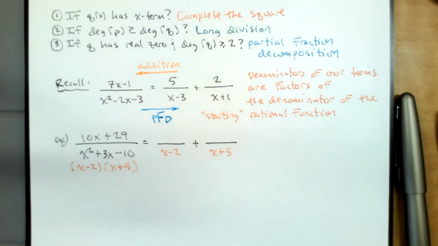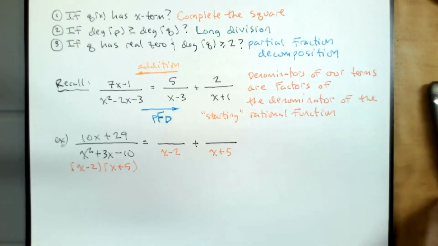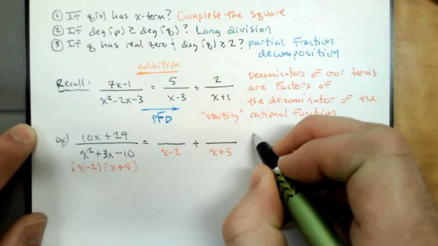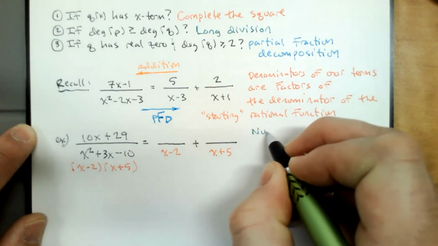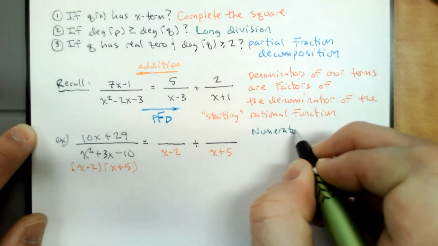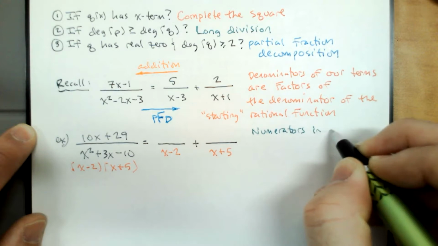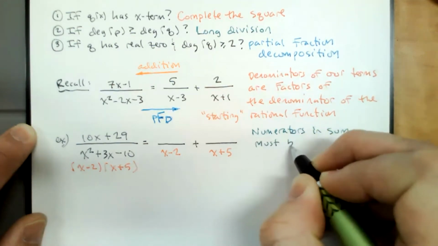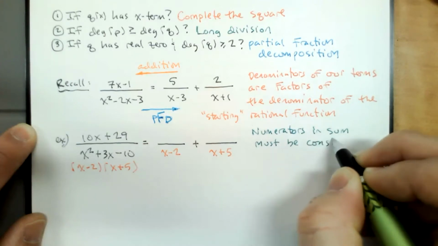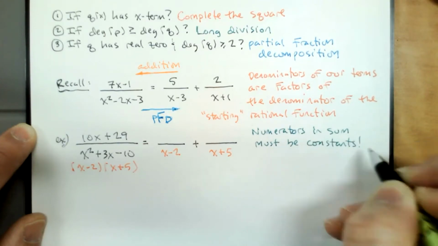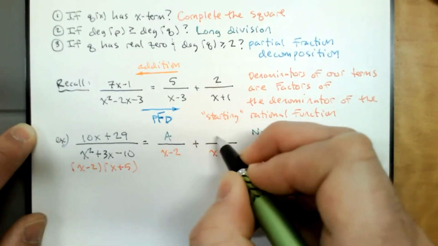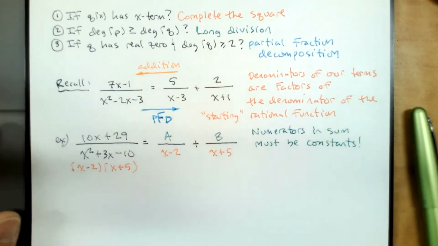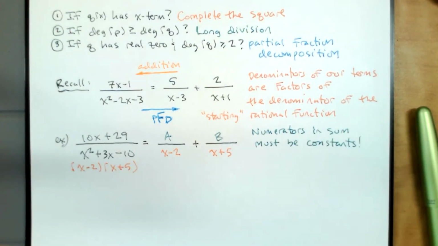So we have an advantage. The numerators in our sum must be constants.